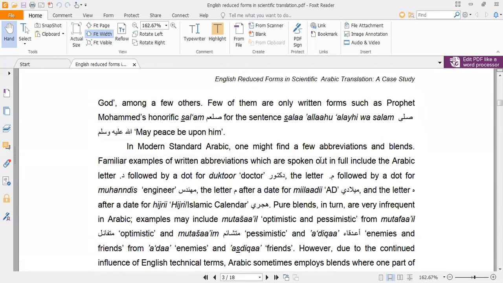Some acronyms are written, but they are not pronounced as acronyms. For example, صلعمة. We can write it صلعمة, but we don't pronounce it صلعمة. We usually pronounce it as صلى الله عليه وسلم. طيب.